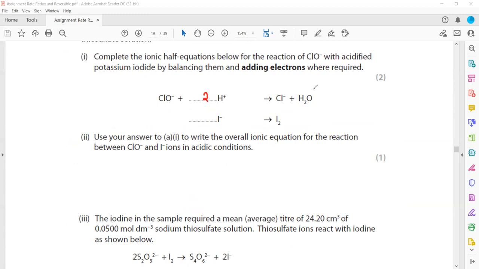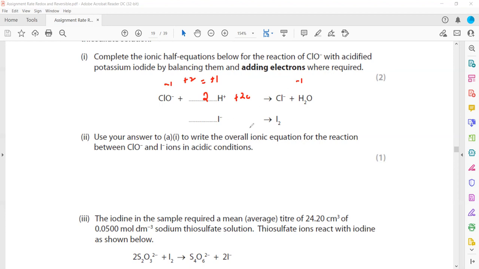To balance the charge, we add electrons. What is the net charge here? -1. This water is neutral. What is the net charge? This is -1 and +2, so the net charge is +1. So we want the -1 net charge. So what should we do? We should add electrons towards the left hand side. And how many electrons should we add? We should add 2 electrons. So there will be 2 electrons on the left hand side.